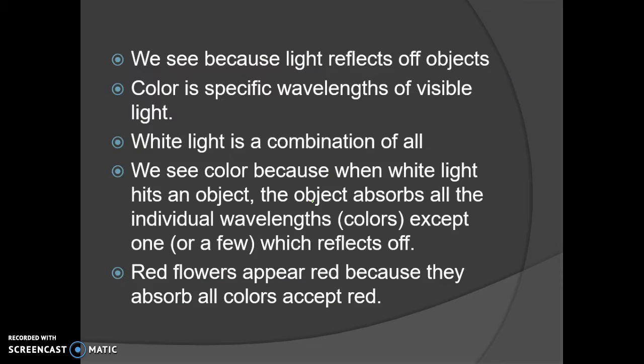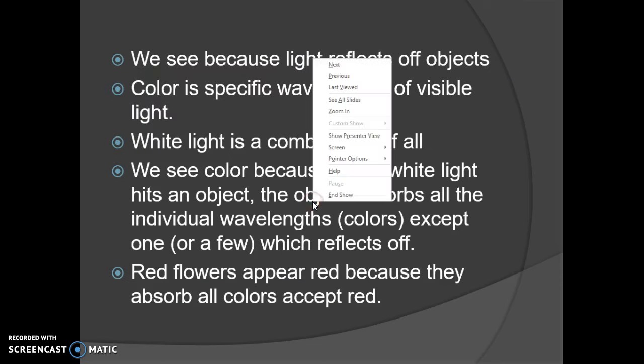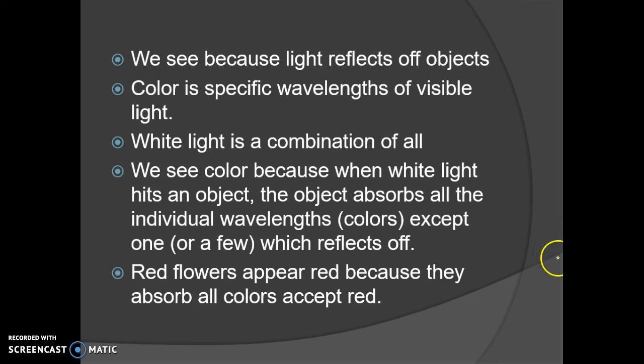Let's see, what else we know? We see because light reflects off of objects. And color is specific wavelengths of visible light. We've already talked about that. White light is a combination of all colors. Okay, and we're going to talk about that more in the next couple days. But white light, if you take all colors and put them together, that's white light. The dark or the black is the absence of color.